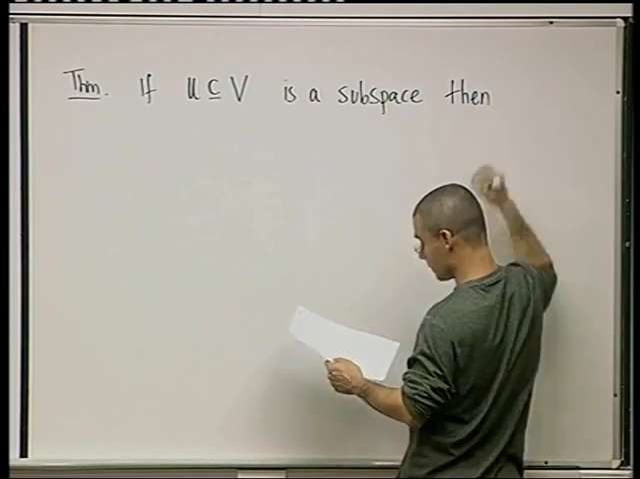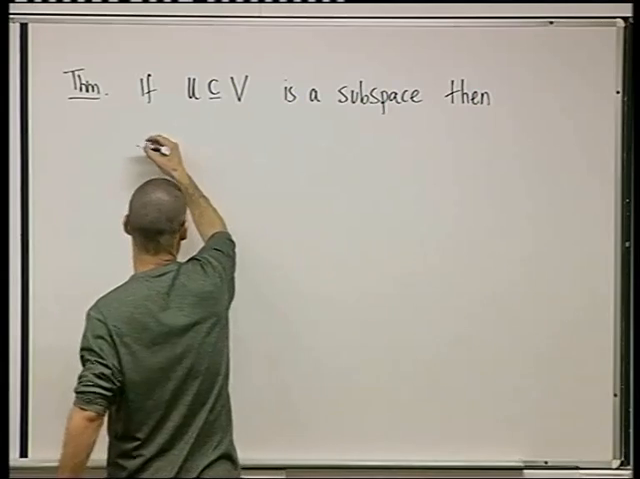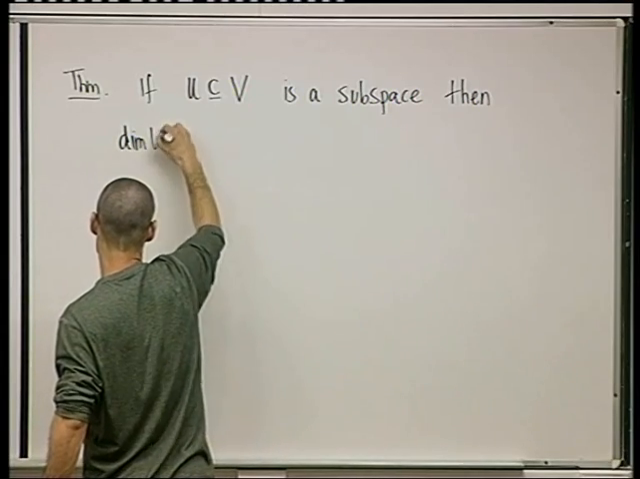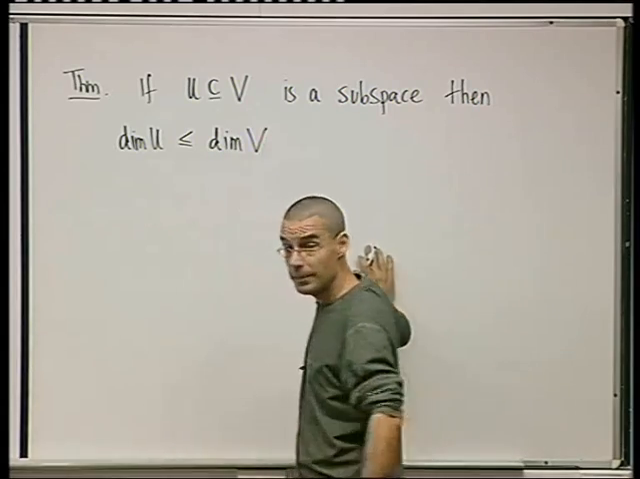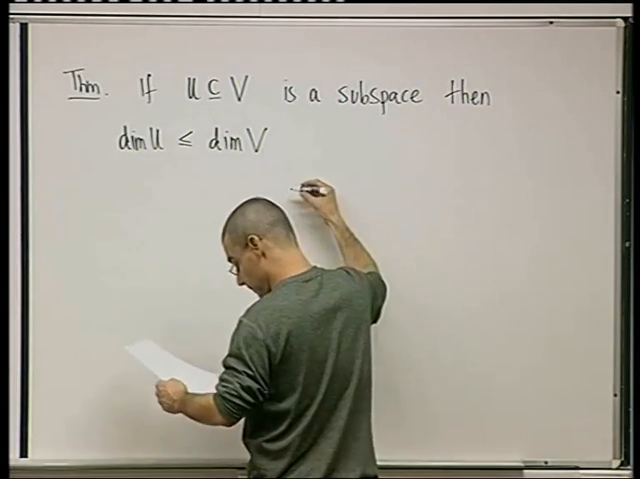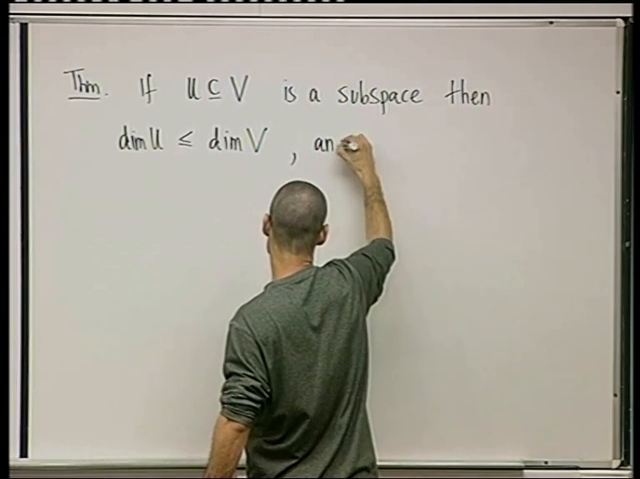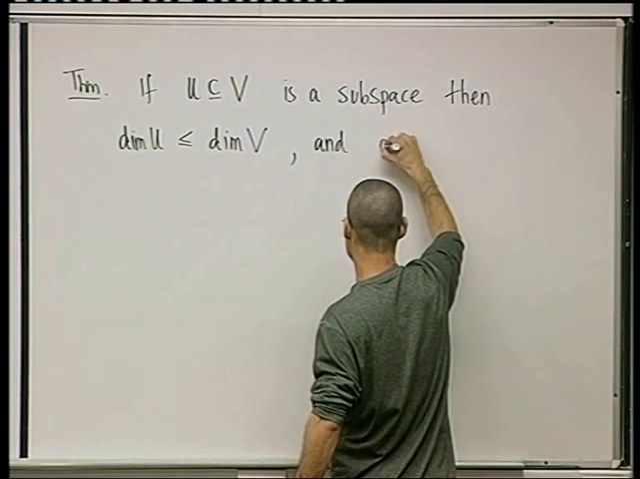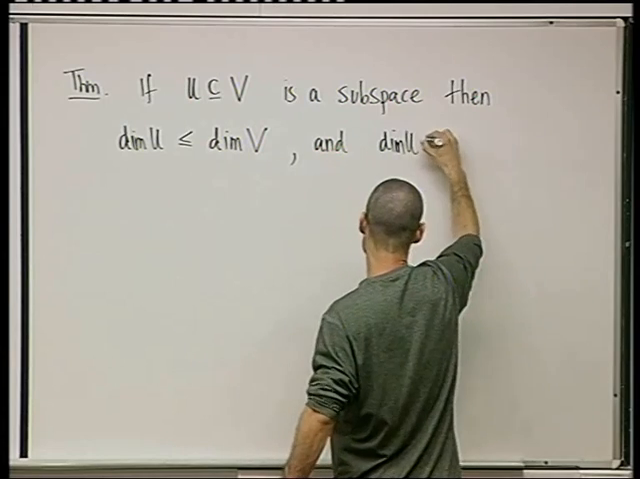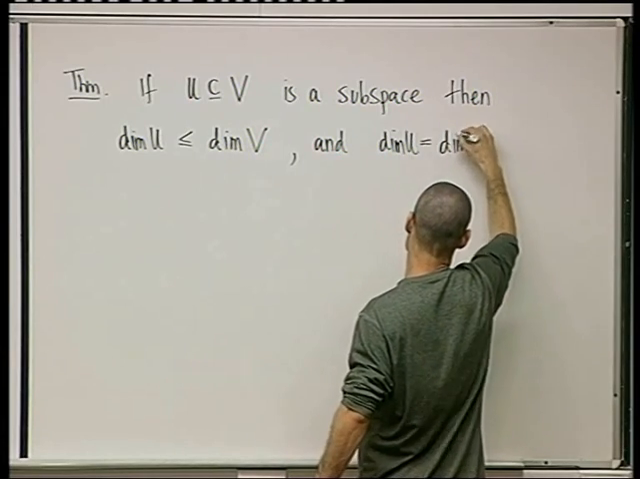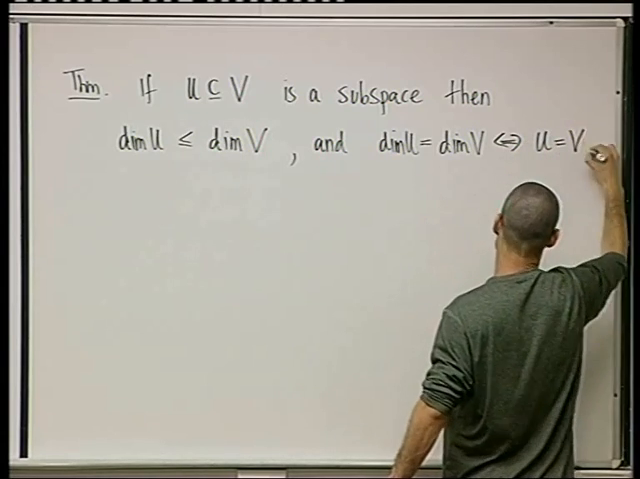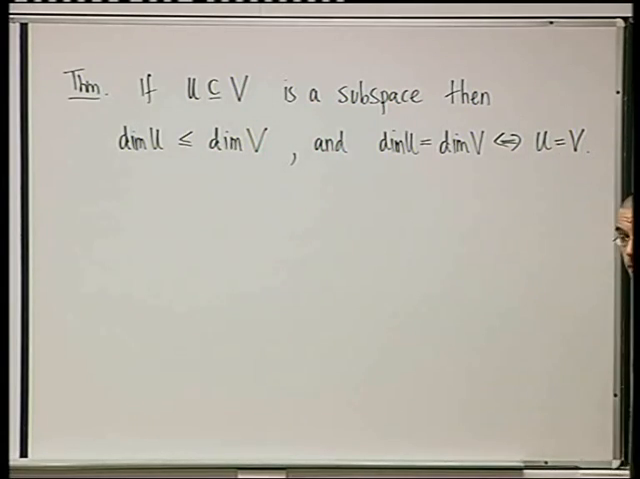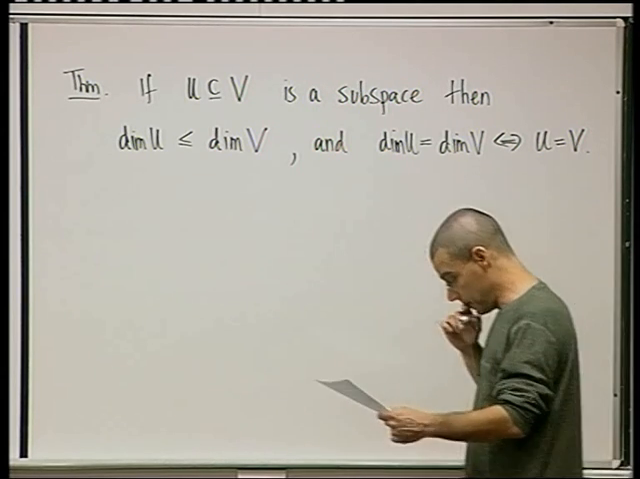then the dimension of U is less than or equal to the dimension of V. And furthermore, the dimension of U equals the dimension of V if and only if U is all of V. Okay? So let's prove this.